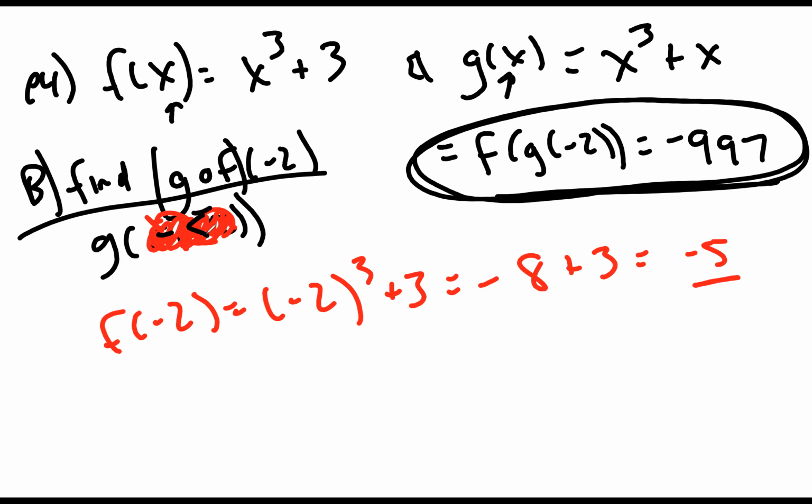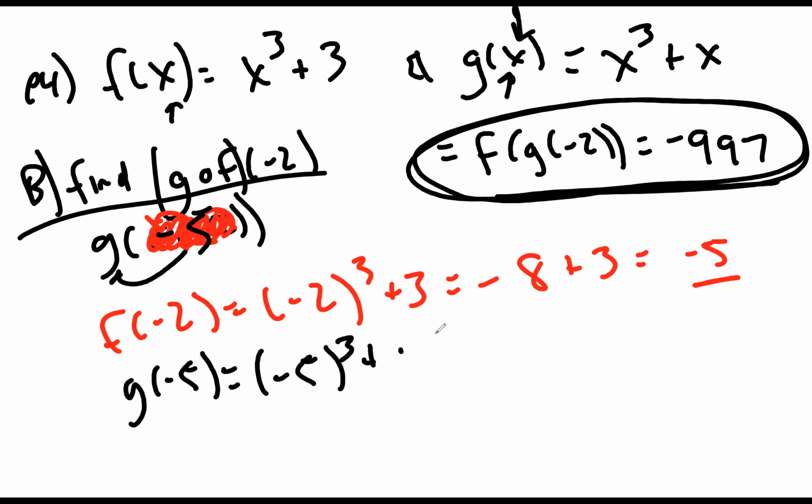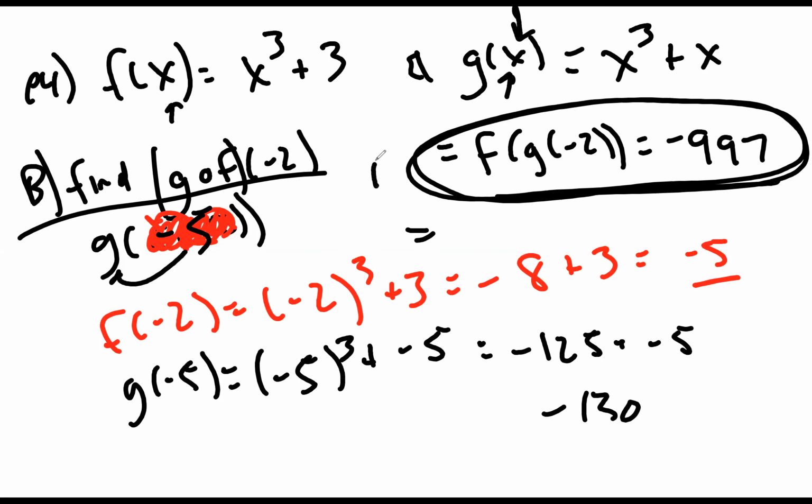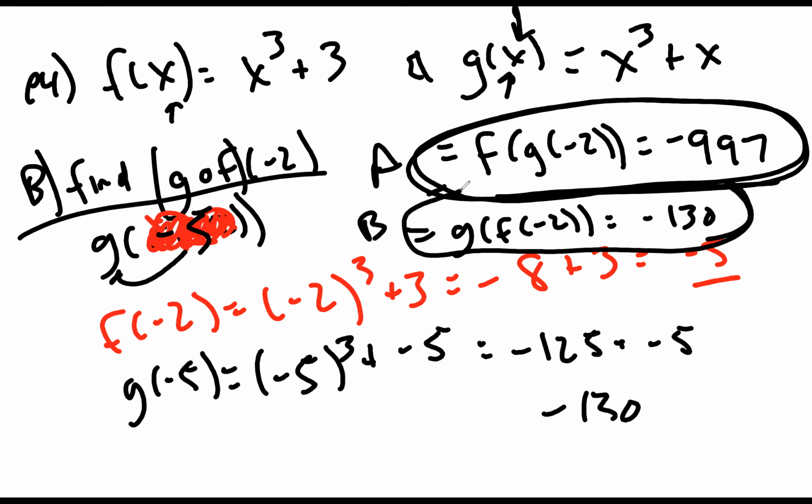And so now I need to find G of -5. So G of -5, I'm going to take -5 and put it right here. I'm going to have -5 to the third plus -5. Well, when I do my calculations, -5 to the third is -125, and I add a -5 to that, I get -130. And so my final answer for this second part, so this was part A, this is part B, we're going to say that G of F of -2 equals -130.